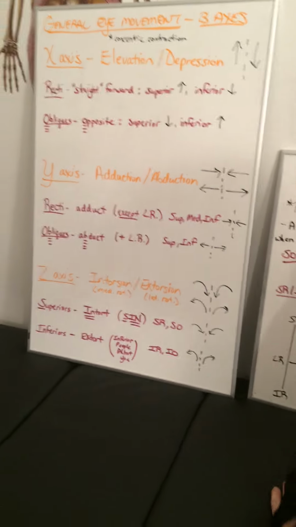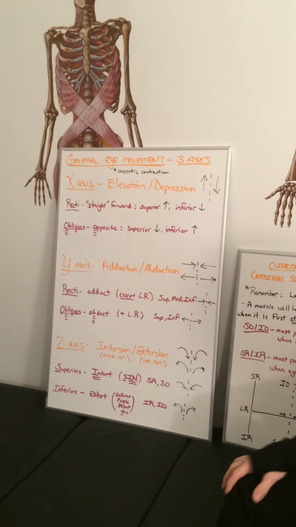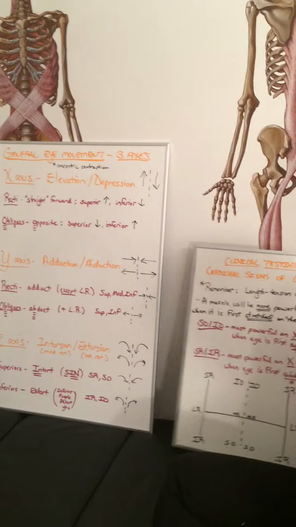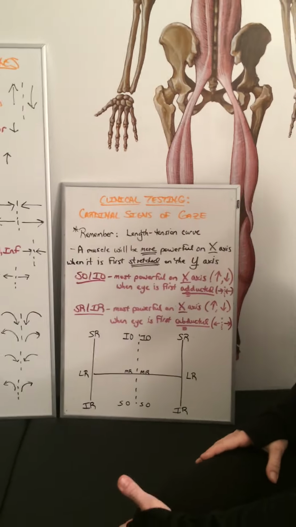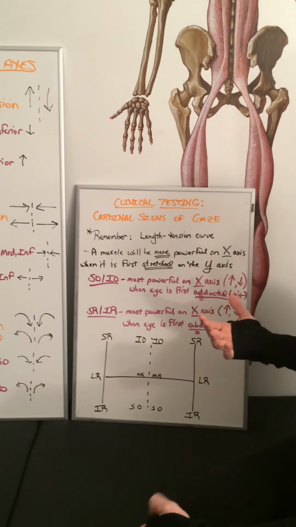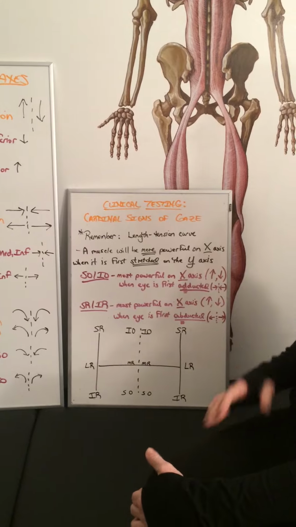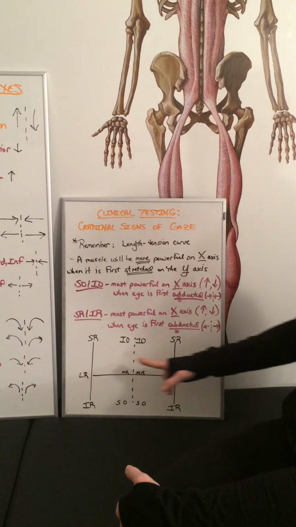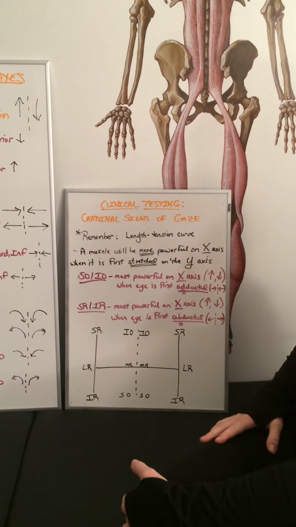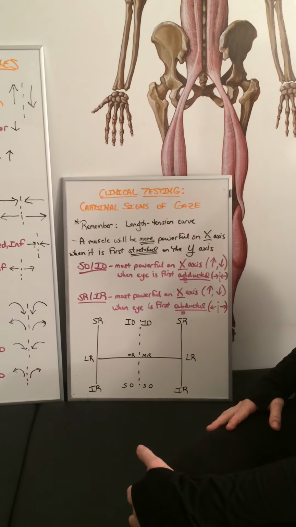Cool. So let's go to clinical testing. After you've memorized what the muscles do in concentric contraction, we have to accommodate for the fact that these muscles have to respond to the length tension curve. So length tension curve is when a muscle is more powerful on one axis when they're stretched in another axis. This is why clinicians use the standard H for the cardinal signs of gaze. They're trying to eliminate certain muscles from their power perspective by utilizing the length tension curve.